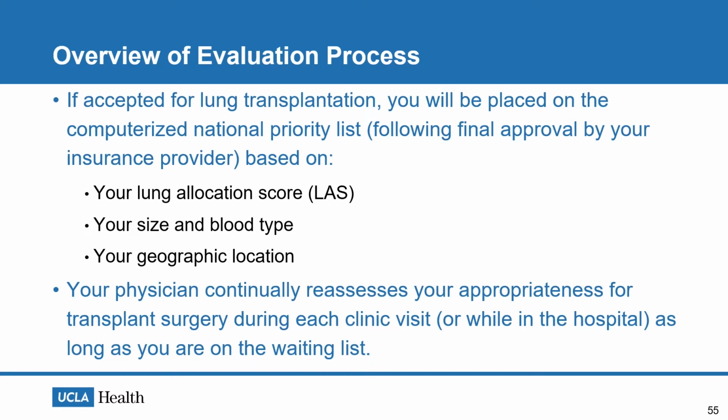If accepted for lung transplantation, you will be placed on the computerized national priority list following final approval by your insurance provider, based on your allocation score, your size and blood type, and your geographic location. Your physician continually reassesses your appropriateness for transplant surgery during each clinic visit or while in the hospital, as long as you are on the waiting list.